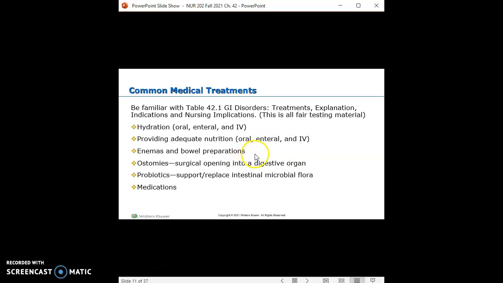When the bowel, the intestines, small or large, need a rest or they've become damaged, a surgical intervention may be what's called an ostomy. An ostomy is when there's an opening into the digestive organ and the opening is pulled to the surface. A colostomy happens in the colon or the large intestine. An ileostomy happens in the small intestine.